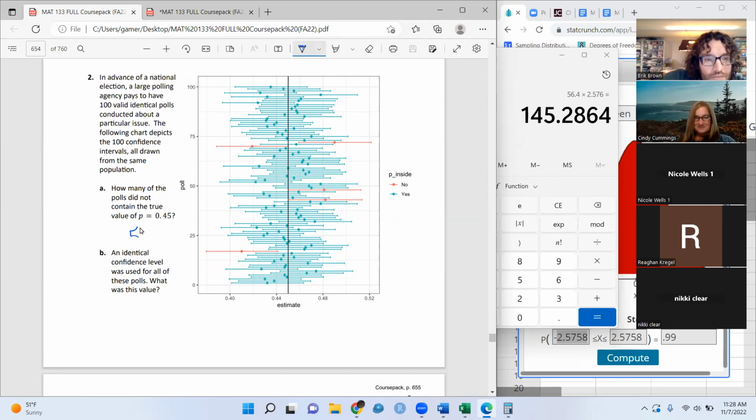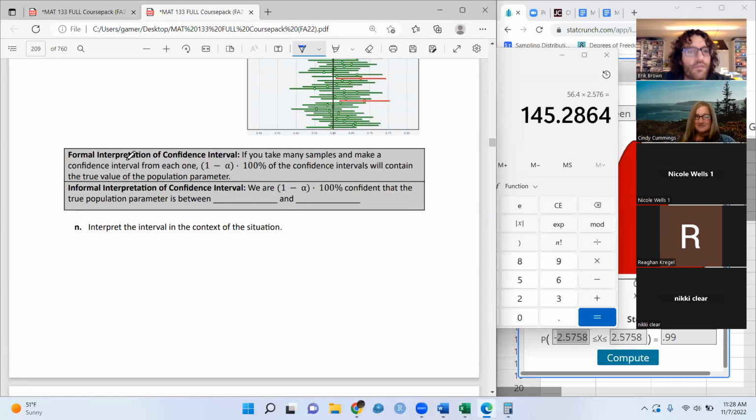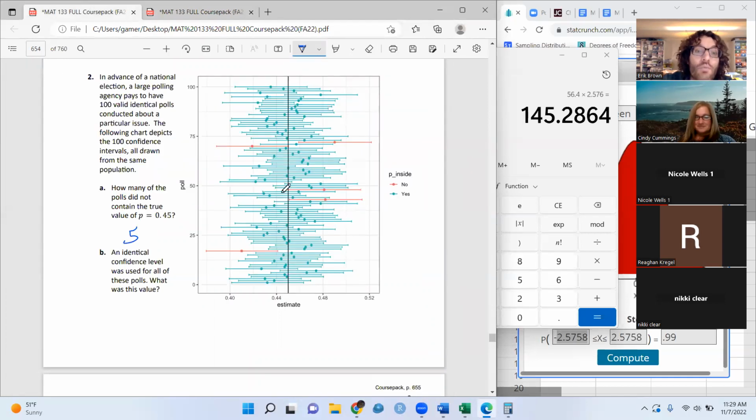So then what's the confidence level? I think we should go to this page. The formal interpretation of confidence level says, if you take many samples and make a confidence interval from each one, then 1 minus alpha times 100% of the confidence intervals will contain the true value of the population parameter. So if 5 out of the 100 confidence intervals don't contain 0.45, how many do contain 0.45? 95. Nailed it. And that's the confidence level, 95%.